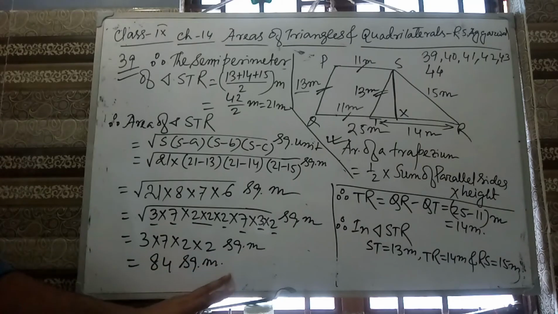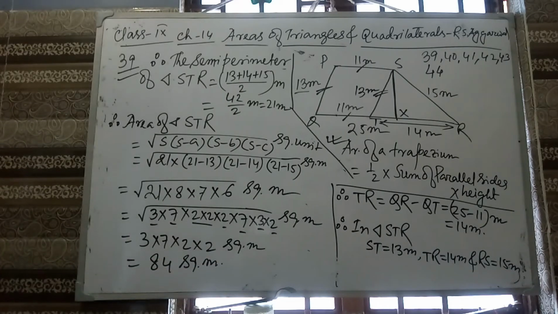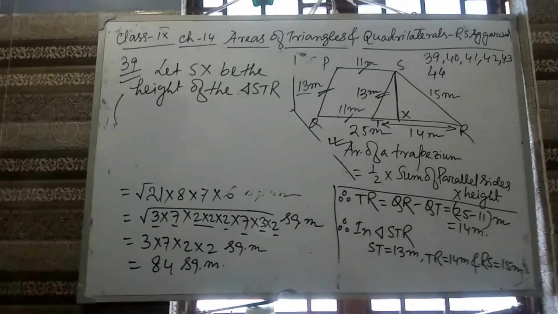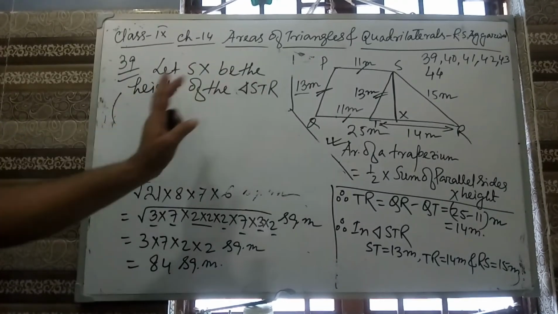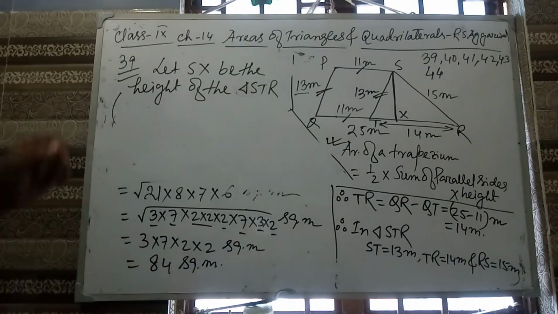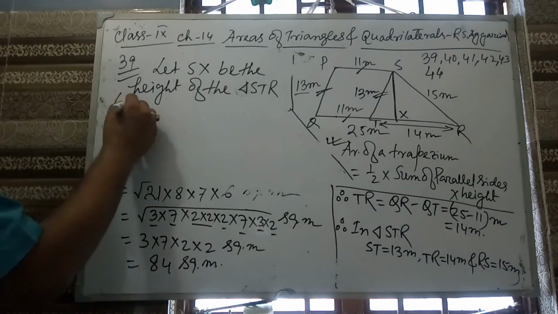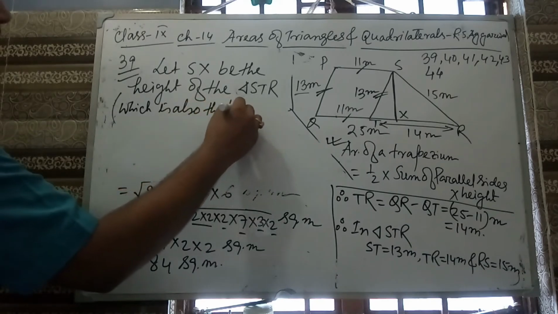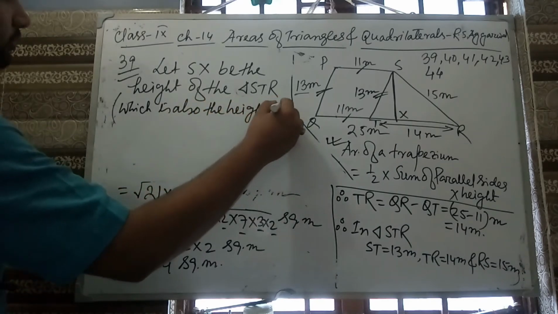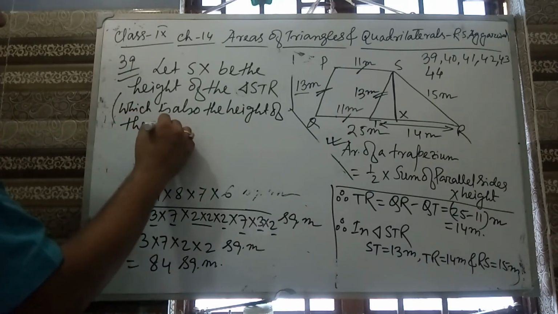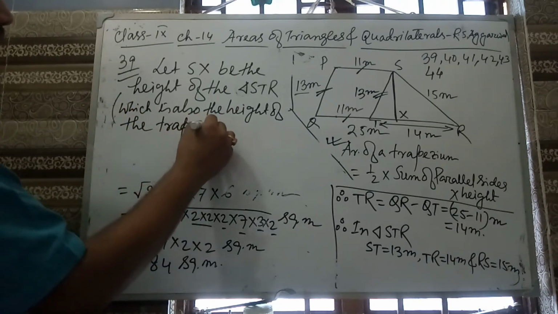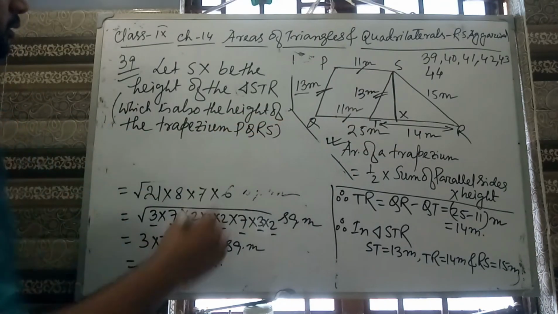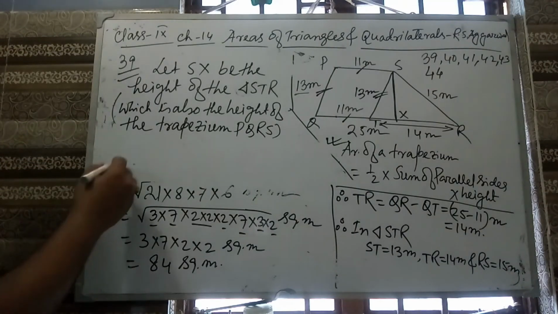So first of all, copy the sum up to this step. We are left with two more steps. Let SX be the height of the triangle STR, and for your information, which is also the height of the trapezium PQRS. Okay.